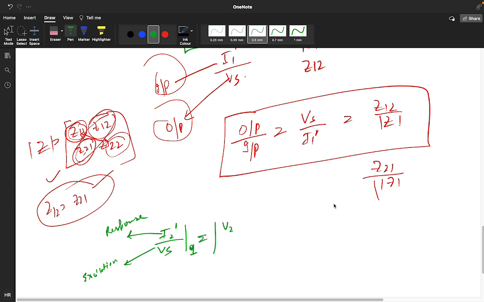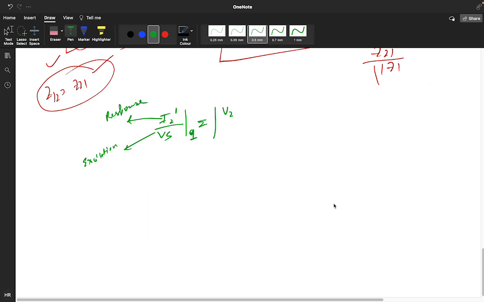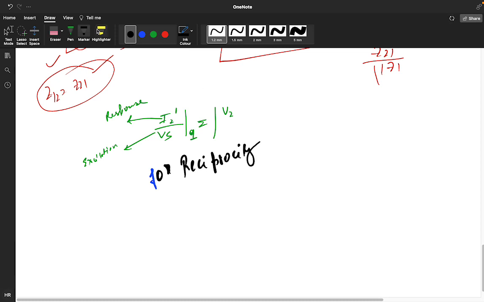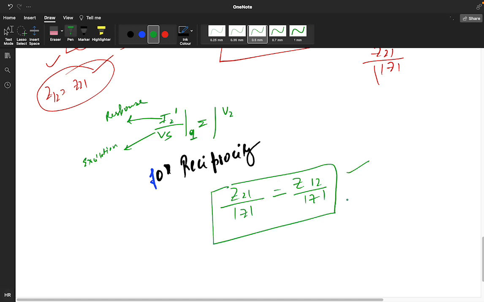So write the important notes. You just need to remember only this thing. For reciprocity, what you need to check is Z21 by mod of Z is equal to Z12 by mod of Z. If this condition is applying, that means your network is reciprocal.